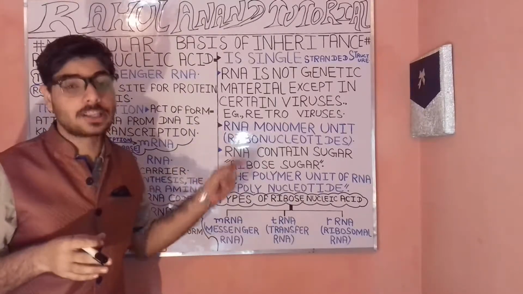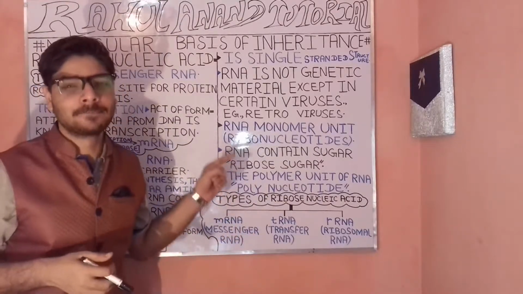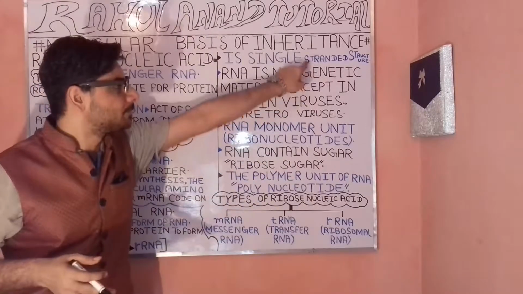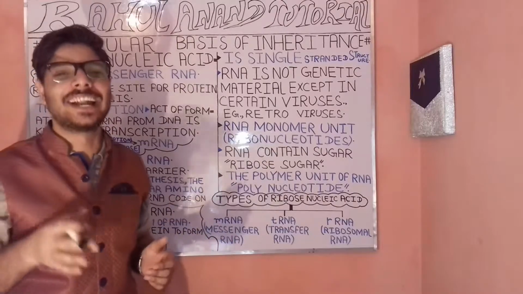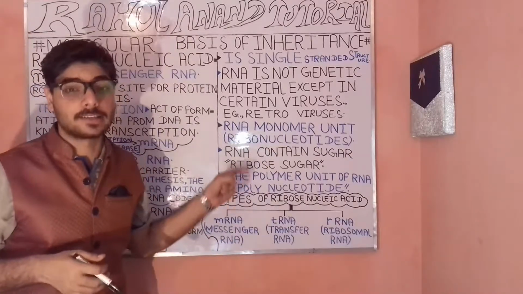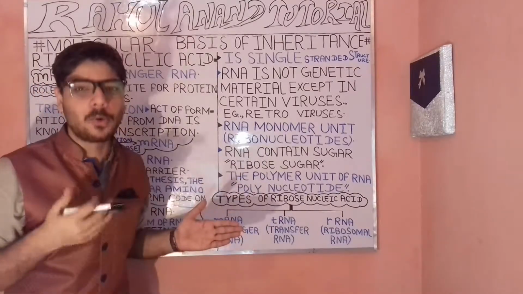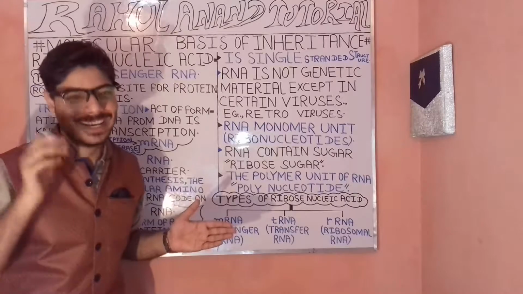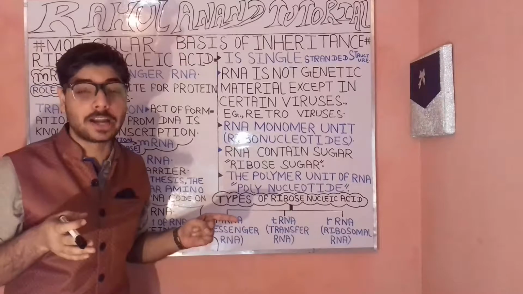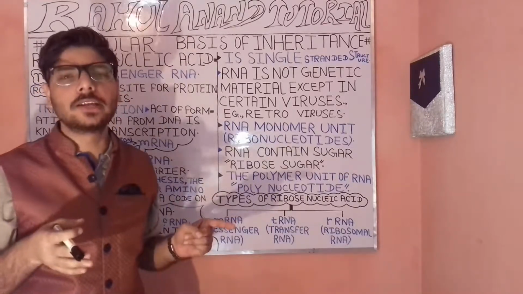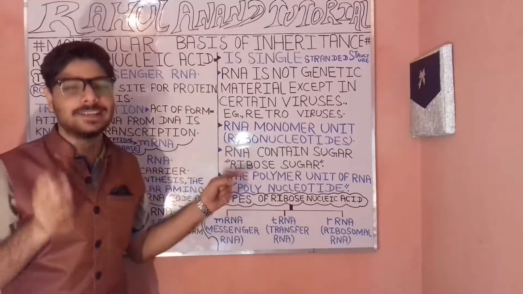When we are talking about RNA, you have to understand certain facts. It has a single strand structure. RNA is not actually the genetic material, except in some viruses, such as the retroviruses. Where are retroviruses found? They are found in the case of acquired immunodeficiency syndrome, AIDS. These are known as the retroviruses.